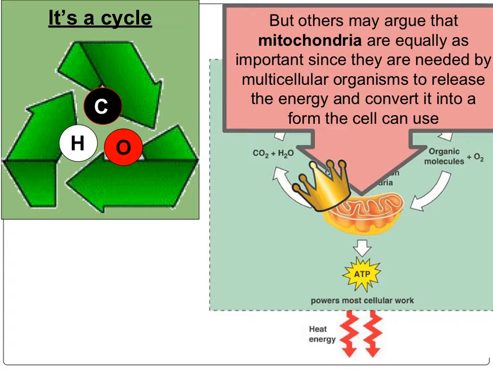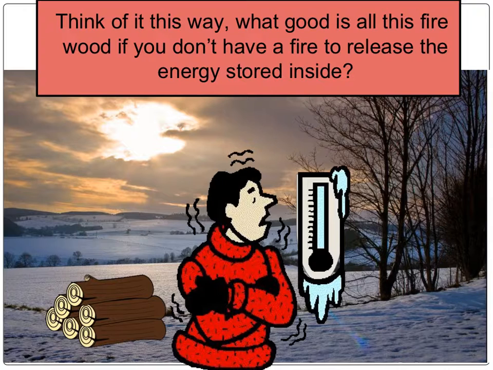But others may argue that the mitochondria and the chloroplasts are equally as important, since they are needed by multicellular organisms to release the energy and convert it into a form the cell can use. Since sugars aren't necessarily useful, actually they aren't useful directly, especially to animal cells, unless they're broken down and converted into these ATP molecules. So if you didn't have a mitochondria, then you would just have a bunch of sugar. To better describe this point of view, think of it this way.